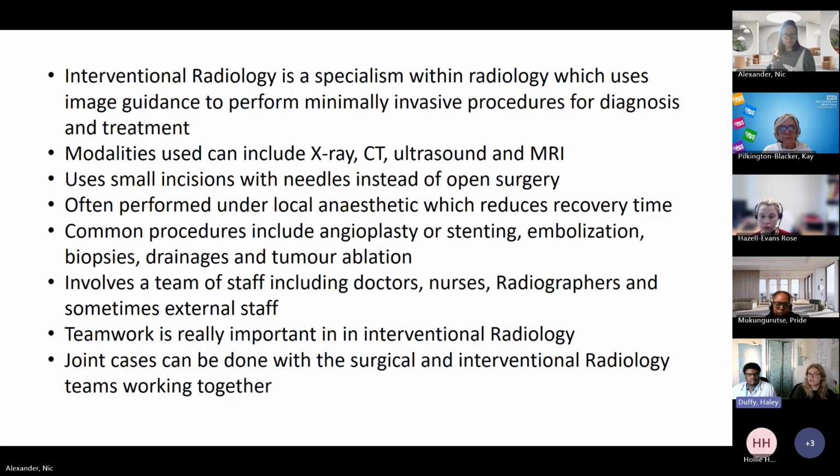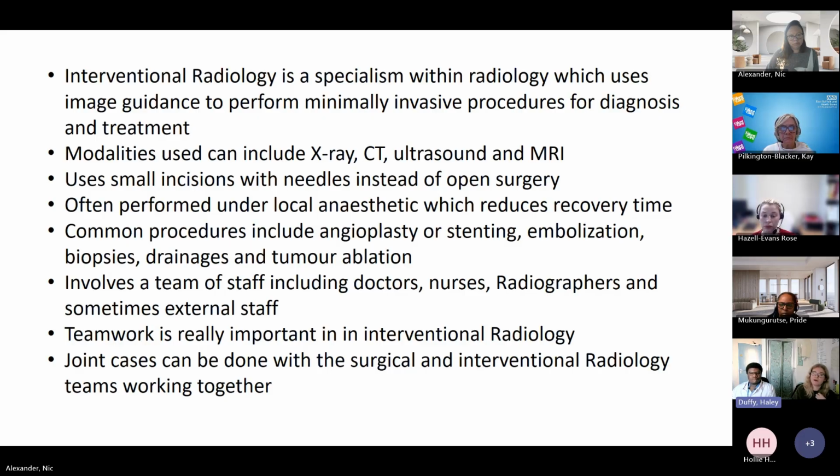So some common procedures include angioplasty or stenting, embolization, which is basically blocking off something that could be bleeding or causing any problems. Biopsies, so if a patient has a mass somewhere, we can take a sample of that mass and then it can be looked at by the pathology team to see if there's anything wrong with that. We can do drainages, so if anybody has a collection in their abdomen, we can put a drain in, or if their kidney's blocked, we can pop a tube directly into the patient's kidney to relieve that pressure.